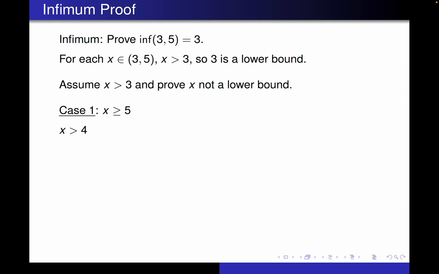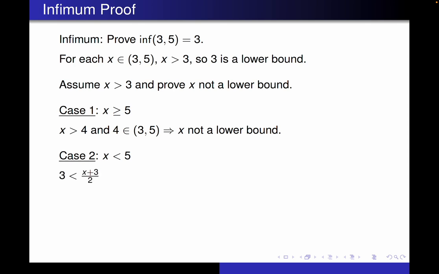Why not? X is greater than 4, and 4 is in the interval. That means that x is not a lower bound, right? It's not a lower bound because you have something in the interval that is smaller than it. Our case 2 is where x is less than 5. Now we can use the average between x and 3 this time. So 3 is less than x plus 3 over 2. X plus 3 over 2 is going to be less than x. And x itself is less than 5.